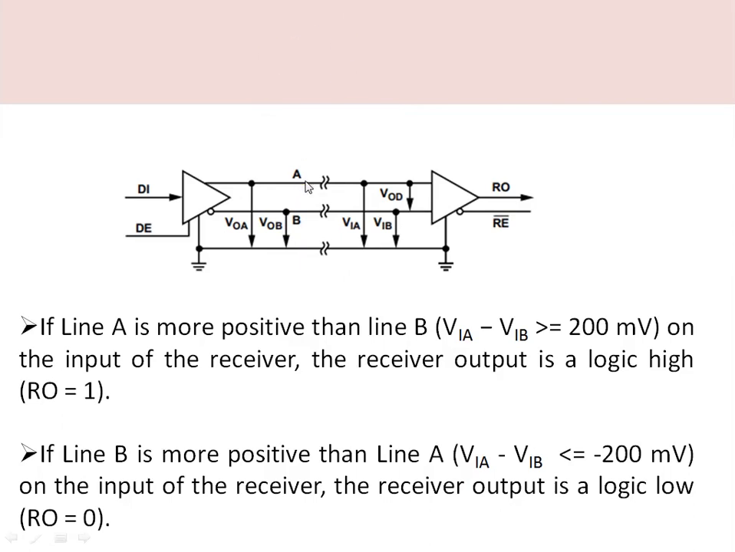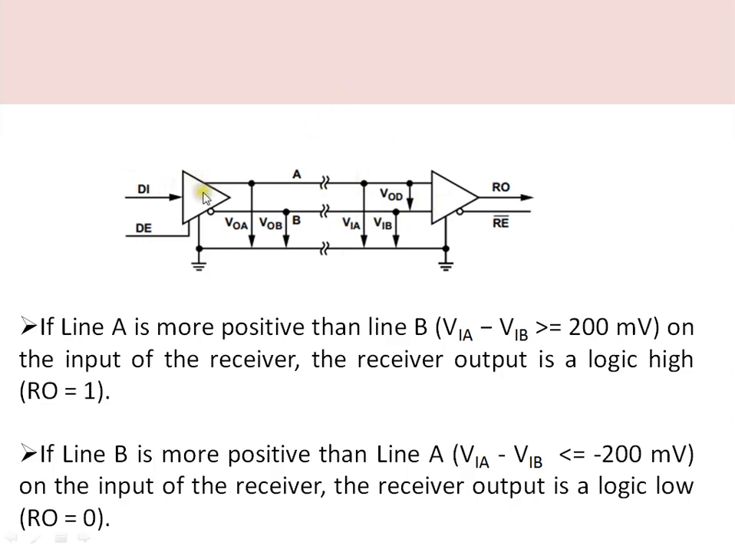Now we are seeing the voltage levels of these signals. Here this is the driver and this is the receiver. If line A is more positive than line B, that is VA minus VB is greater than 200 millivolts, then at the output of this receiver it will be logic 1. Similarly, if line B is more positive than line A, in that case VA minus VB is less than or equal to minus 200 millivolts, and the receiver output is logic low.